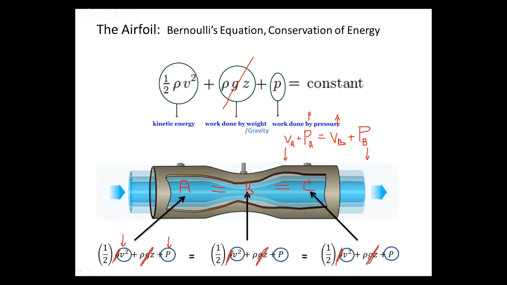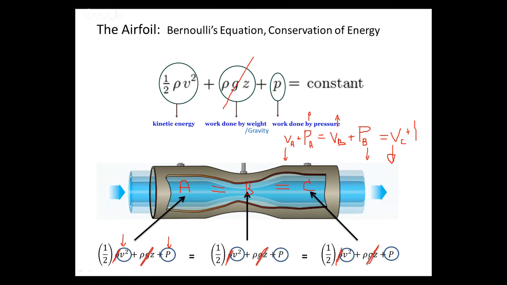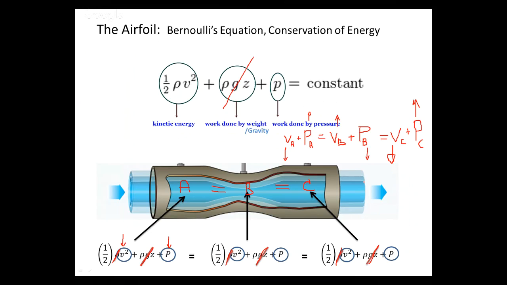And then of course on the other side is the same thing. VC and PC have to be equal to VB PB, but because VC is slowing down, to make the equation equal, the pressure in area C has to go up. Okay. So that is Bernoulli's equation, and it's going to help us understand why an airfoil works.